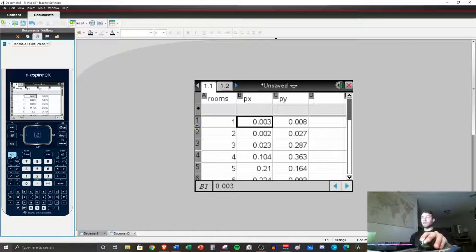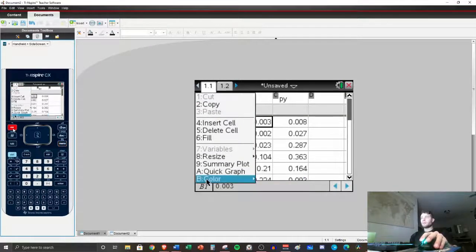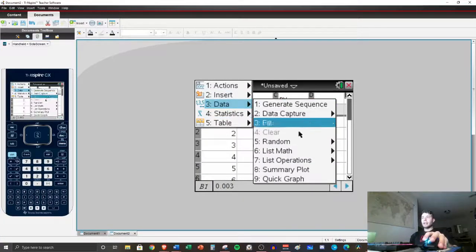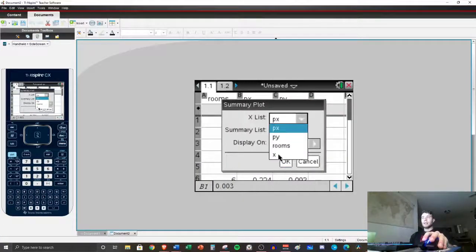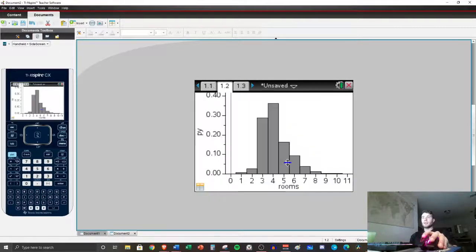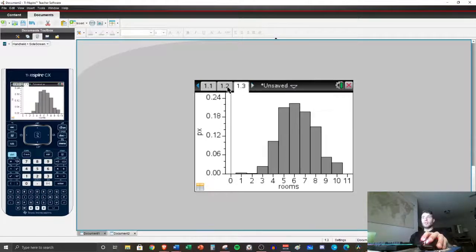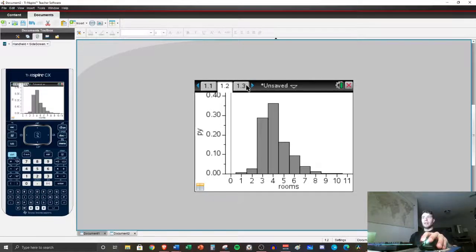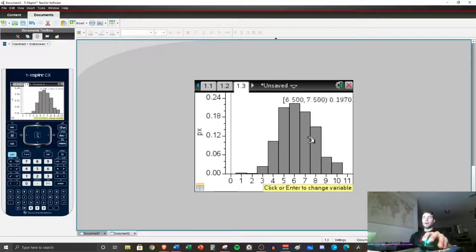We're going to repeat that for the y. So we hit menu, data, summary plot. This is rooms, and this is y, new page. Hit OK. Okay, so if you go back and forth between these, we have a comparison. And we can see that the rooms that are owned are more symmetric. They have higher frequency of more rooms for those that are owned.